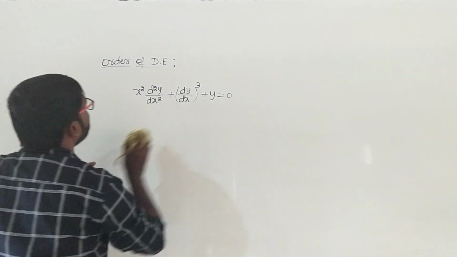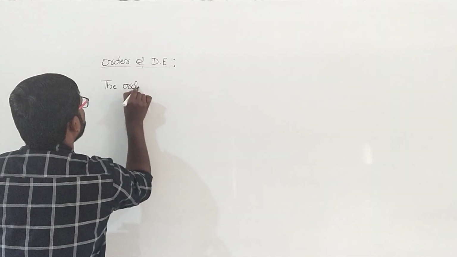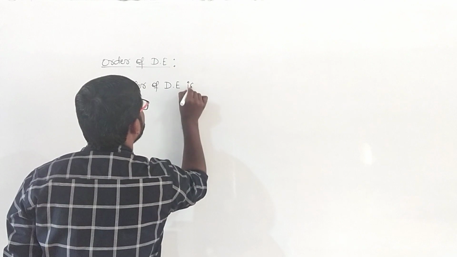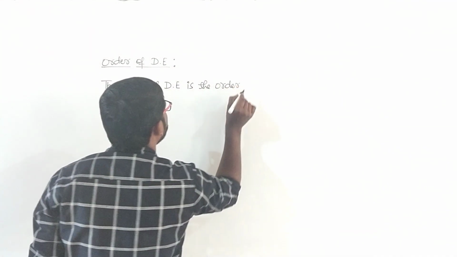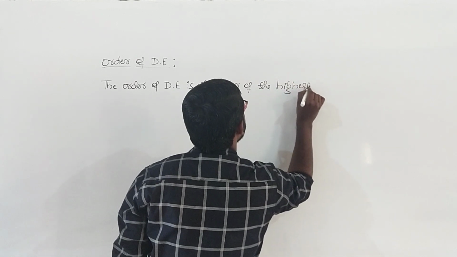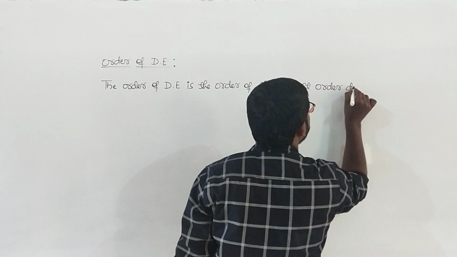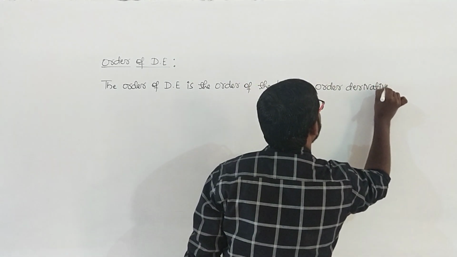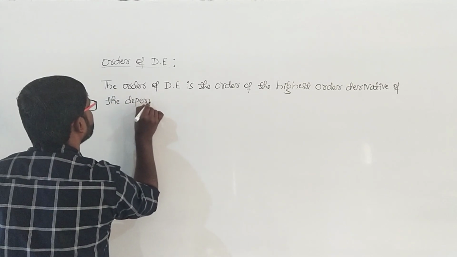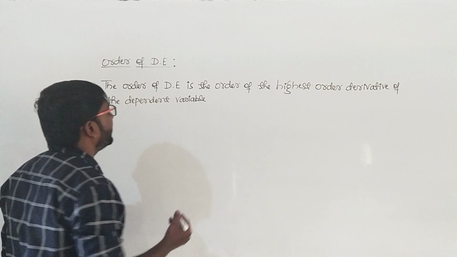So let us give the definition of the order of a differential equation. The order of a differential equation is the order of the highest order derivative of the dependent variable with respect to the independent variable.